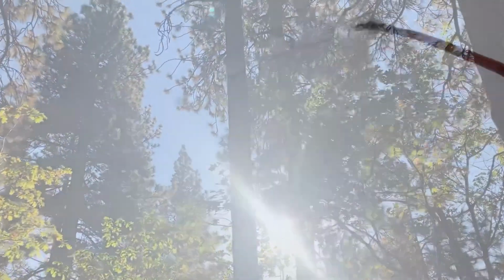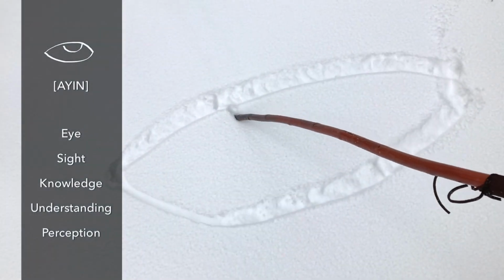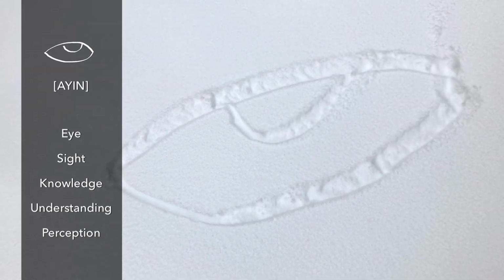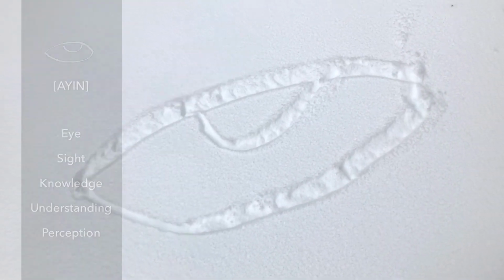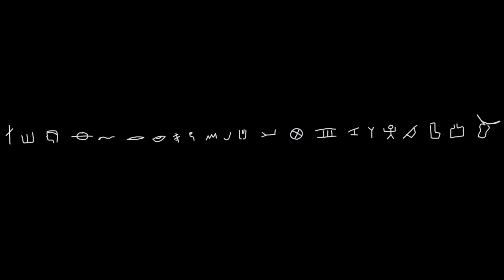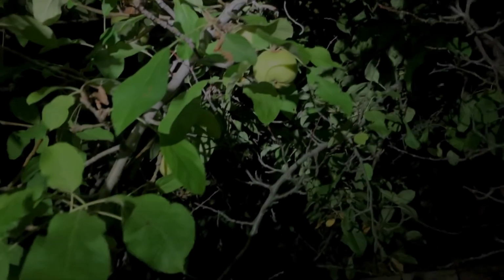Today's letter is Ayin, and it's a picture of the eye. Most of what we learn comes through the eyes, and in Hebrew, the letter Ayin is used to mean knowledge, understanding, to see, and to perceive. As with most of the original Hebrew letters, Ayin has a good side and a not so good side. We'll start off in the garden, where good meets evil.